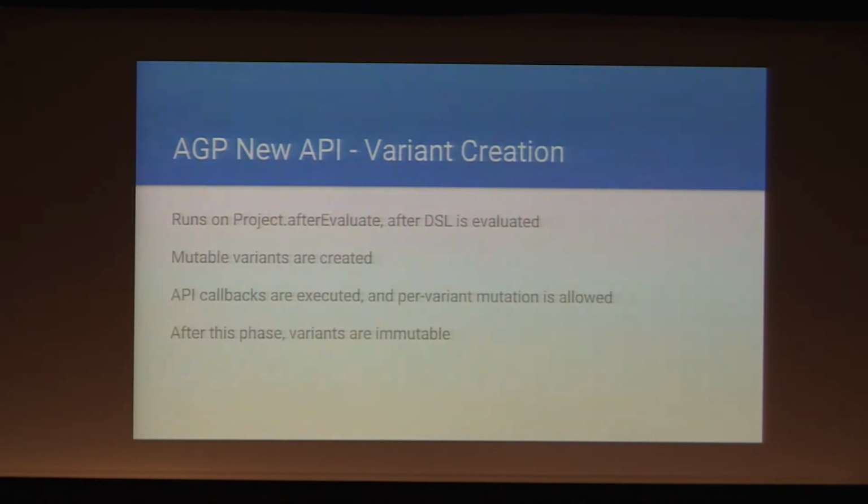After this point in time, the mutable variants are being created, but these are now controlled. We know that they're mutable at this point because we are going to make them immutable later on. But before we make them immutable, we're going to allow modification of any of the properties that a variant exposes. So all of the properties that you can change through DSL, we're going to allow you to specify through this variant API. But after this API runs, all of the variants are made immutable. So if you try to change a variant property after this phase, we're going to throw a runtime exception, basically breaking the build and configuration phase.